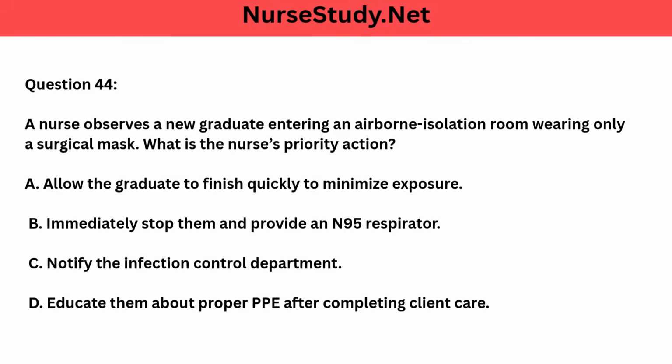Question 44. A nurse observes a new graduate entering an airborne isolation room wearing only a surgical mask. What is the nurse's priority action? A. Allow the graduate to finish quickly to minimize exposure. B. Immediately stop them and provide an N95 respirator. C. Notify the infection control department. D. Educate them about proper PPE after completing client care.